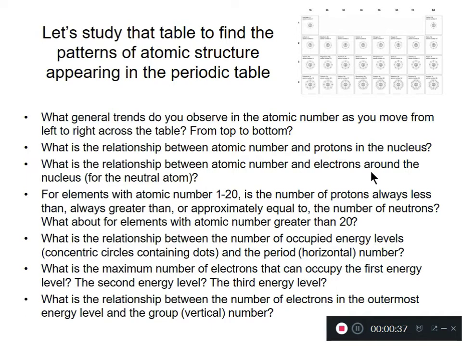Looking at atomic numbers 1 through 20 and then atomic numbers greater than 20, is the number of protons always less than, equal to, or greater than the number of neutrons? What is the relationship between the number of occupied energy levels, those are the orbits or concentric circles containing dots, and the period, which is the horizontal number? What is the maximum number of electrons that can occupy the first energy level, the second energy level, and the third energy level? And what is the relationship between the number of electrons in the outermost energy level and the group, which is the vertical number?